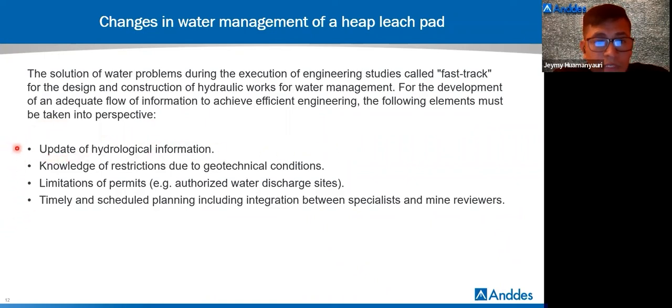For example, update of hydrological information, knowledge of restrictions due to geotechnical conditions, limitation of permits, for example, authorized water discharge sites, and timely and schedule planning, including integration between specialists and mine reviewers. It is important because the policy of the operator is different in different systems and different operators, to obey a different governance.